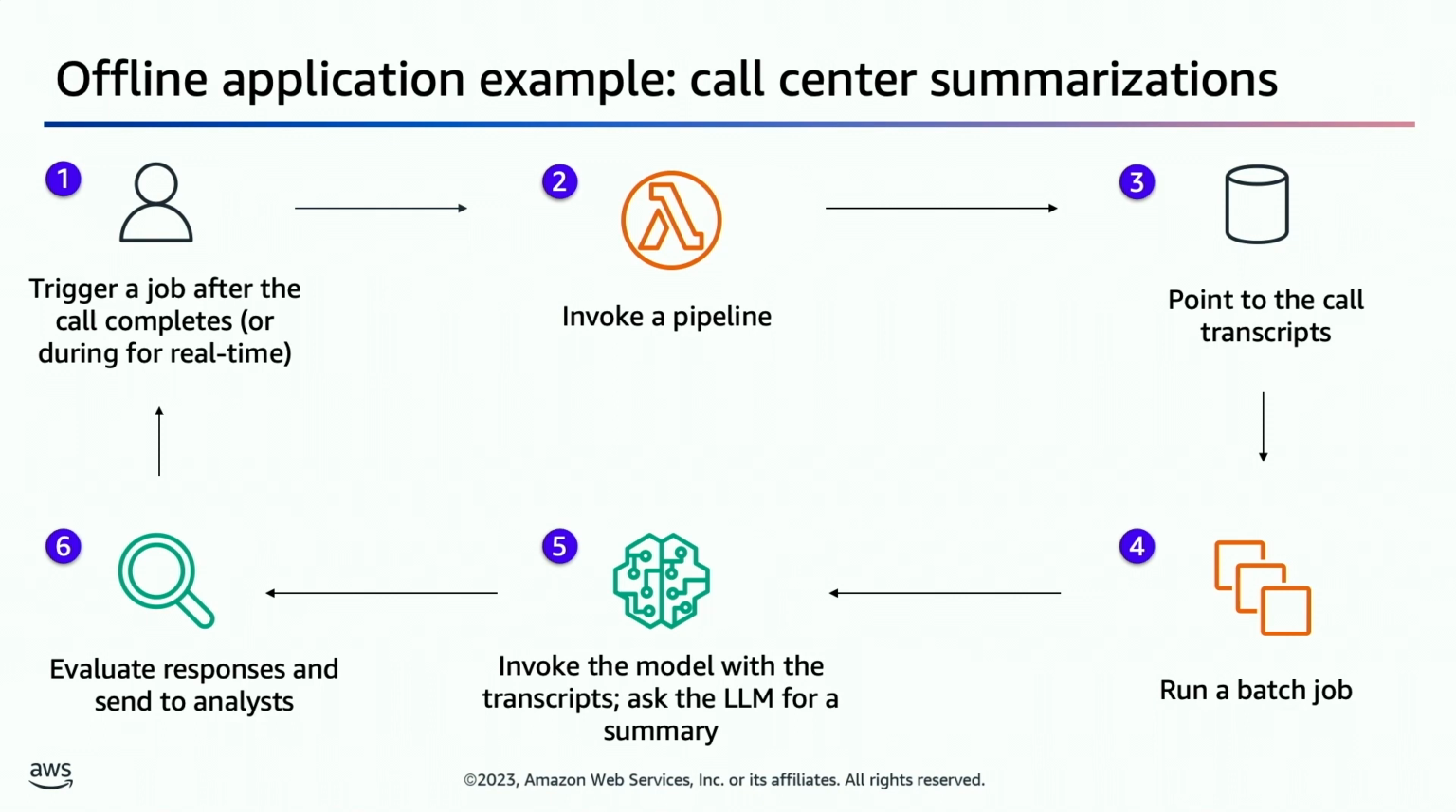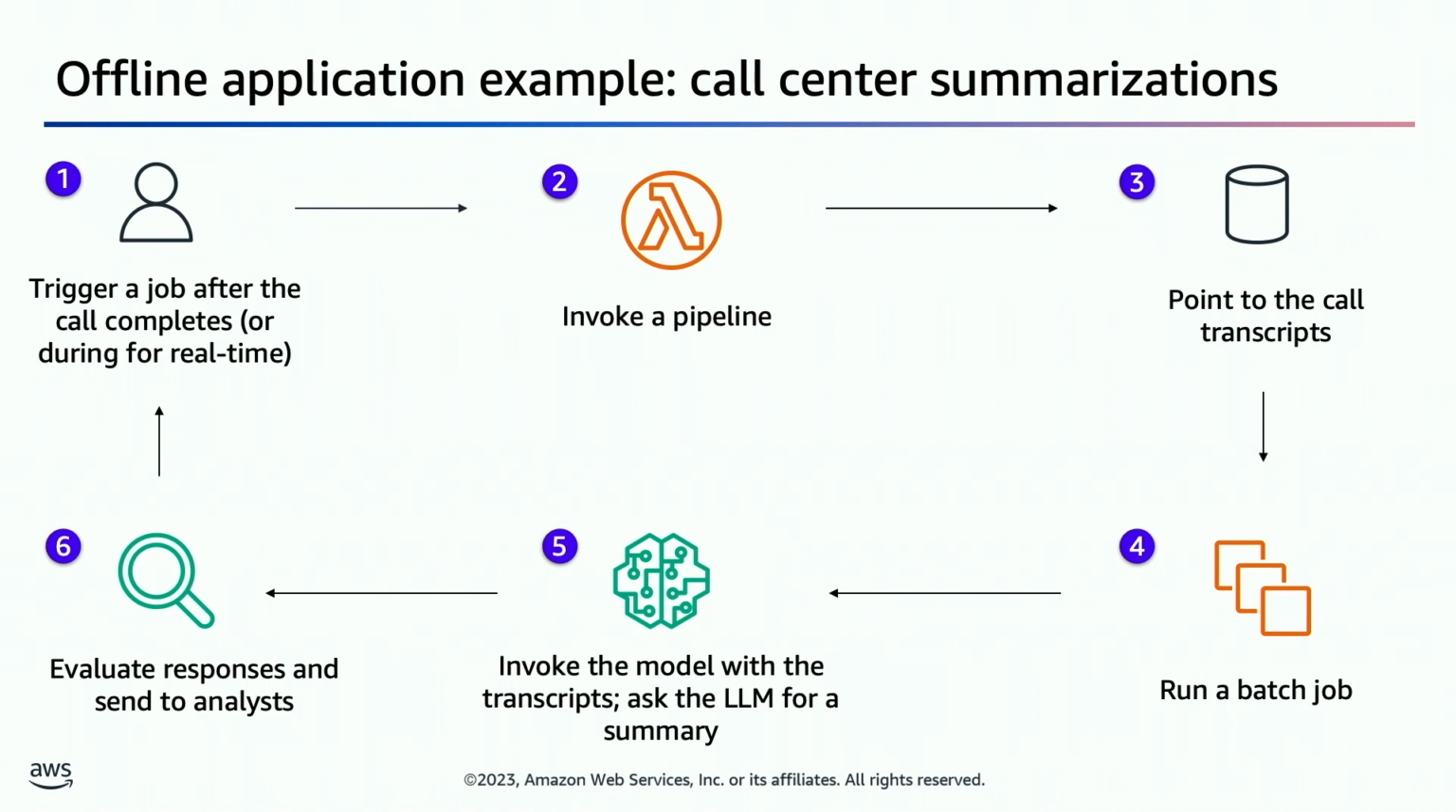Here's an example of an offline application, which could be call center summarization. In call center summarization, I might trigger this after the call completes. So if I want to do it offline, then I'll wait until after the call is done, and then I'll send out the transcripts. Alternatively, if I were doing an online application example for call centers, I would host the model and be inferencing in real time.